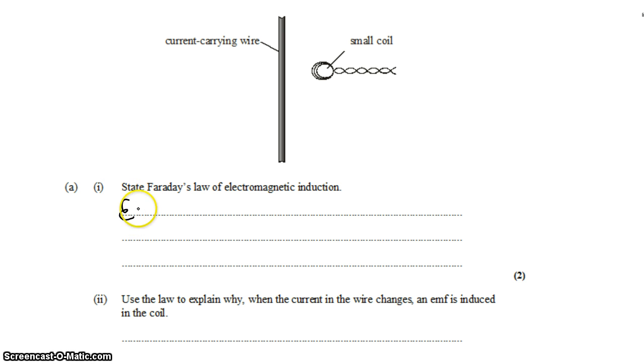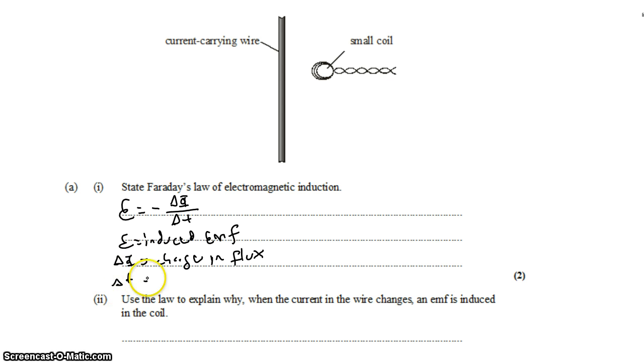equation for. E equals negative delta phi on delta t, where E is the induced EMF, delta phi is the change in flux, and delta t is a period of time. Anytime you have an equation for the thing you're trying to state or define, it's a good idea to put the equation in and define all the terms. Often you can get full credit for that.